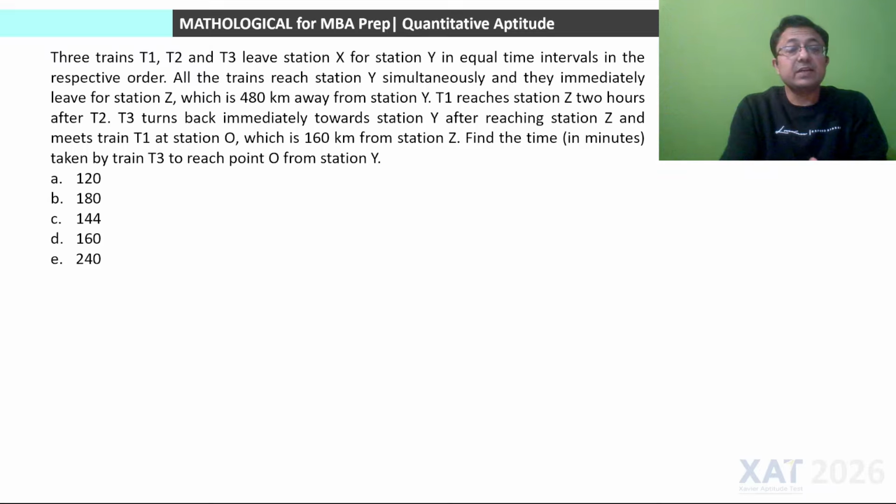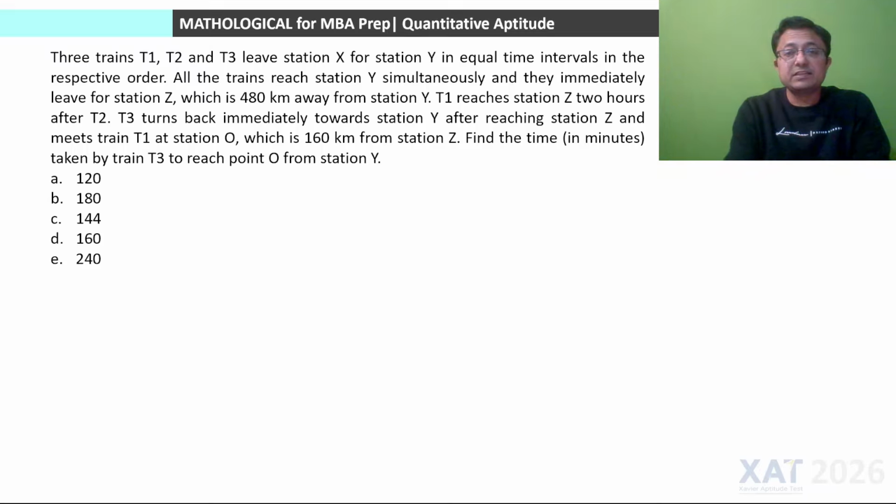Next question. 3 trains T1, T2 and T3 leave station X for station Y in equal time intervals in the respective order. यानी कि पहले train T1 will be departing, then train T2 will be departing, and finally train T3 will be departing. So all 3 trains depart from station X for station Y in equal time intervals in the respective order. All the trains reach station Y simultaneously at the same time, and they immediately leave for station Z without stopping, which is 480 kilometers away from station Y.